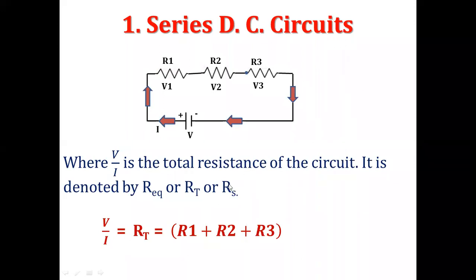Where V by I is the total resistance of the circuit. Full point. It is denoted by R equivalent or RT or RS. Next, V by I equal to RT equal to R1 plus R2 plus R3. Next line, write down. Therefore, R equivalent equal to RT equal to RS equal to R1 plus R2 plus R3.